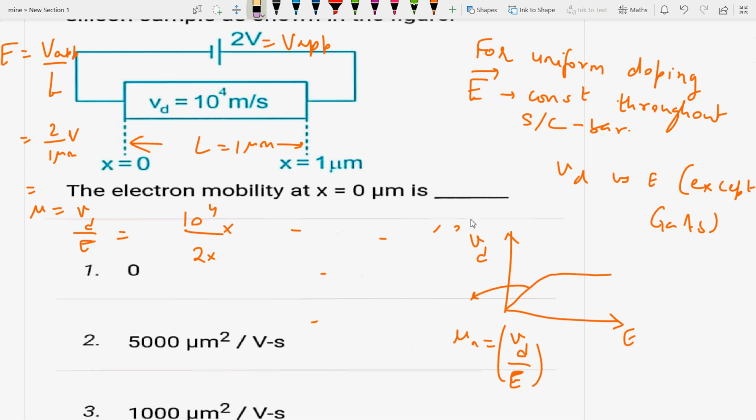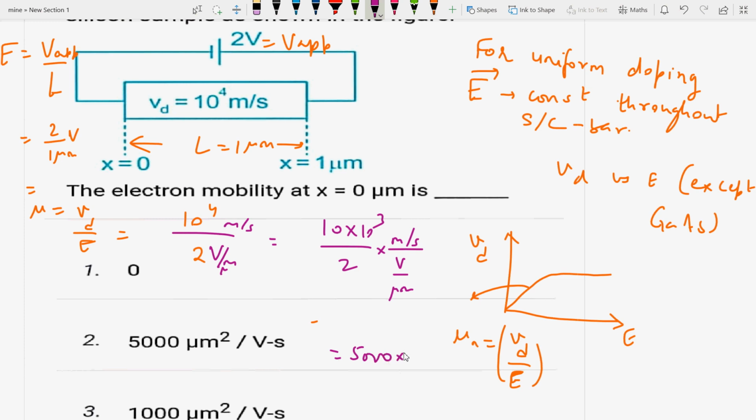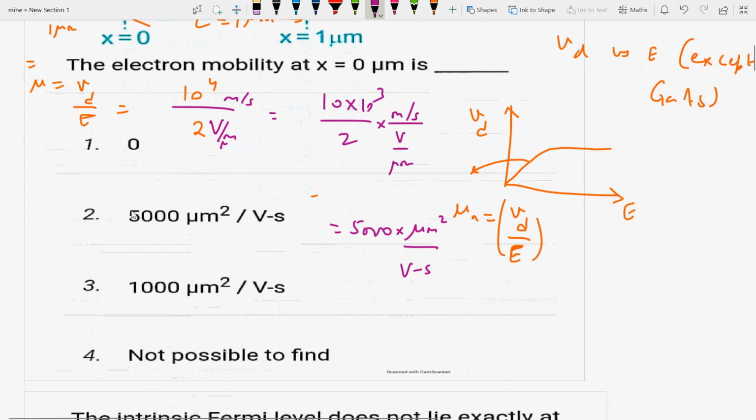Just calculate it on your own, okay. Vd is how much? 10 to the power 4 meter per second. Electric field is 2 volts per micrometer, okay. So I can write it as 10 into 10 cube upon 2 meter per second. This is drift velocity, and this is volt per micrometer. So it will be like 5000 micrometer square per volt per second. So here the answer will be the second option, right? No need to convert the micrometer into meter.